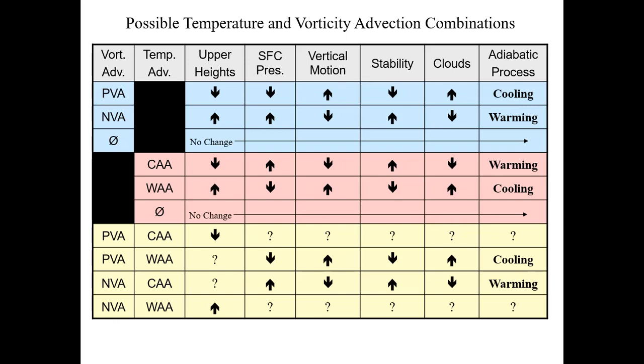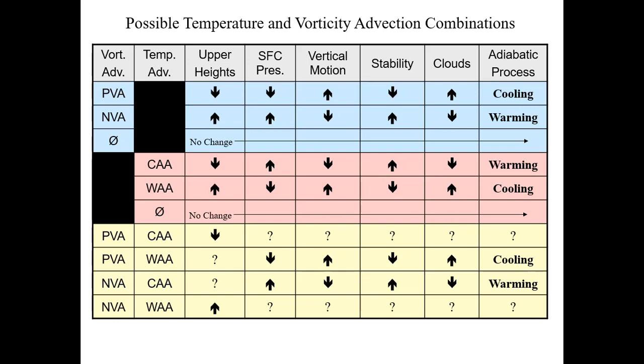Now what happens if I have PVA and cold air advection? What's going to happen there? Well, in this case, positive vorticity advection and cold air advection are going to result in a lowering of my upper heights. But I don't have enough information to determine the surface pressure, vertical motion, stability, clouds, and adiabatic process. I would have to use additional methods to figure out which is more dominant in this case. Anywhere there are question marks in the bottom rows, that indicates it's unknown.